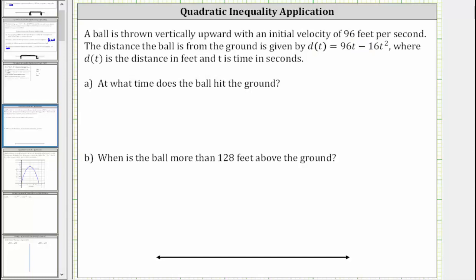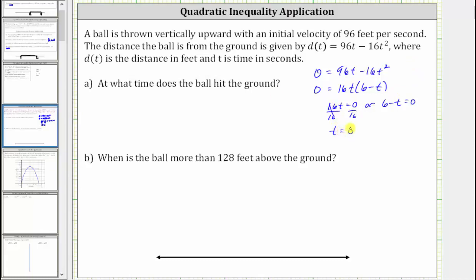So let's also do this. If we set d of t equal to 0, we have the equation 0 equals 96t minus 16t squared. To factor the right side, we factor out the greatest common factor, which is 16t. If we factor out 16t, we get 16t times the quantity 6 minus t. The product on the right is equal to 0 when 16t is equal to 0, or when 6 minus t is equal to 0.